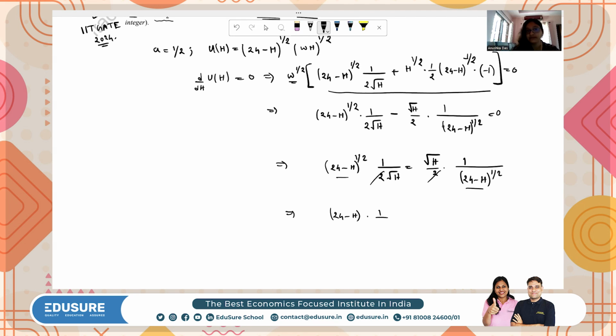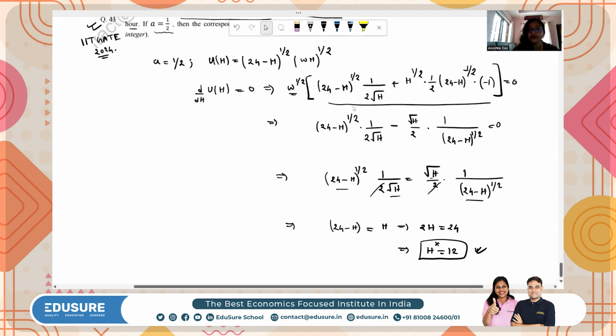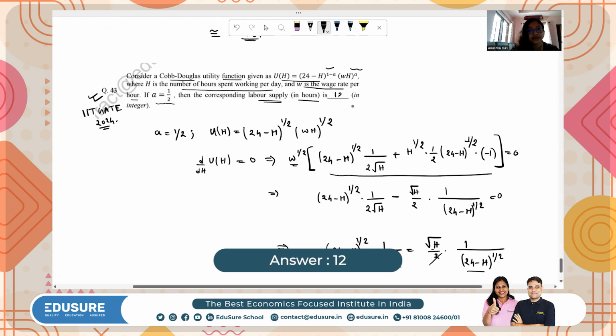And then what do you have? Then you can take this h to this side. This will give you only h. So 2h is 24. And what will be optimal h? That is 12. So 12 will be your optimal labor supply. So the question asked, when the corresponding labor supply in hours is, in integers, the answer is 12. And that's it for this question.